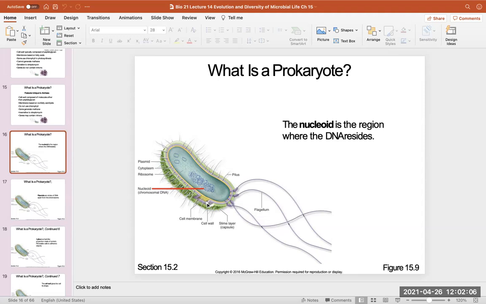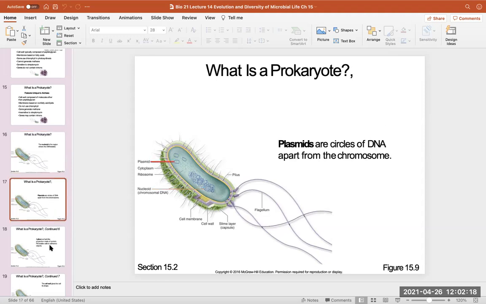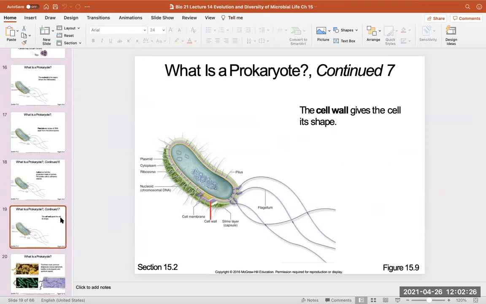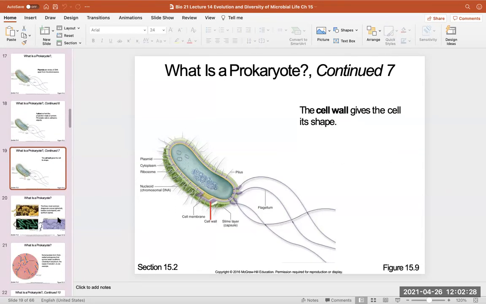What is the cell wall made of for bacteria? Peptidoglycan. Peptido means the protein, glycan is sugar, protein and sugar. Plasmids are circles of DNA that can replicate themselves. You already should know this definition from chapter 11. Cell wall is going to give it more protection.